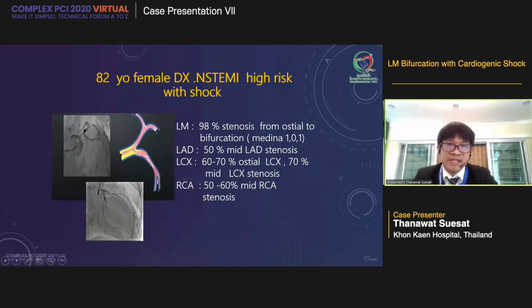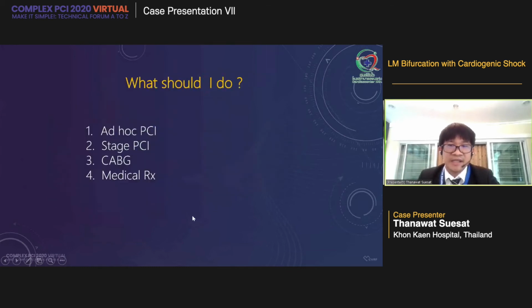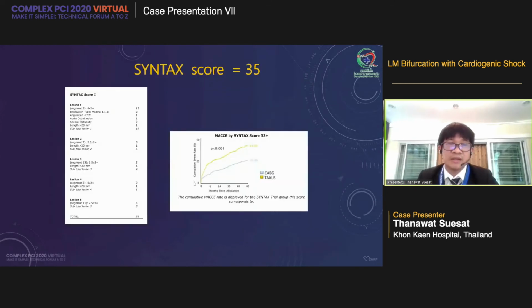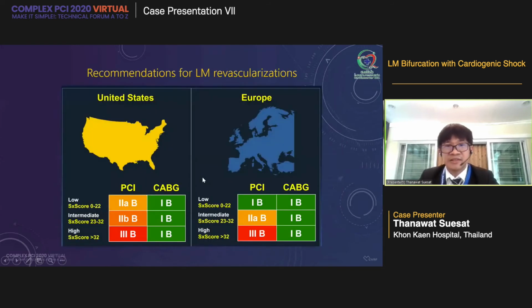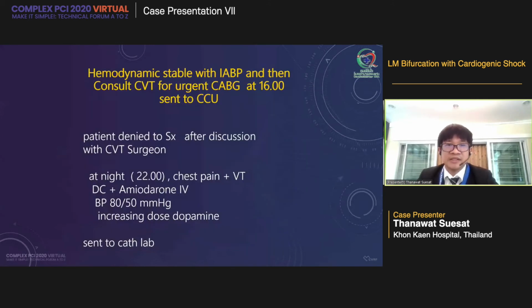So this patient had very tight left main disease at the ostium, I think Medina 101, with moderate disease at the LAD, circumflex, and RCA. What should I do? Ad hoc PCI, staged PCI, CABG, or medical treatment? If we calculated the SYNTAX score, she was categorized as high risk, and also high risk with the EuroSCORE and STS score, meaning high risk for surgery too. The guidelines prefer CABG over PCI, so I sent the patient to surgery first.